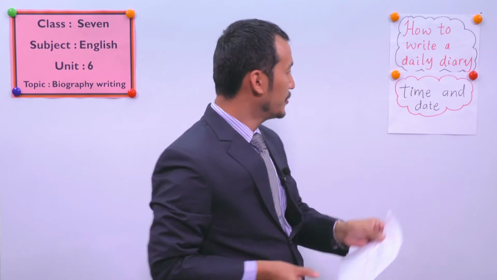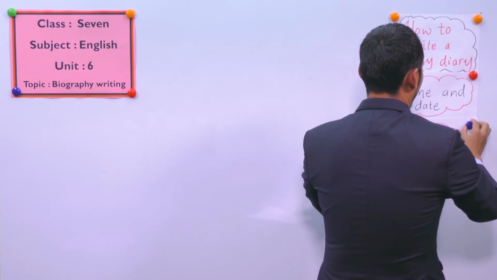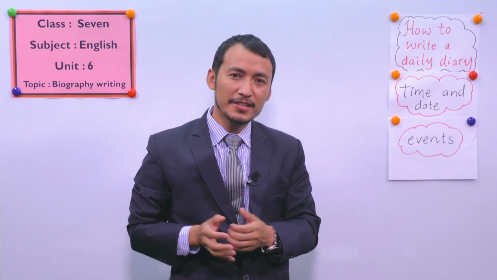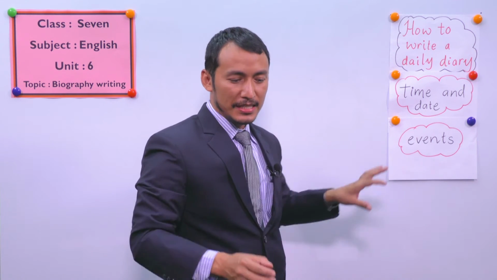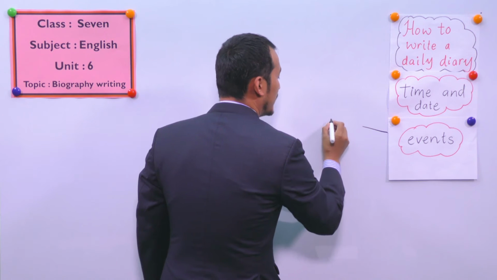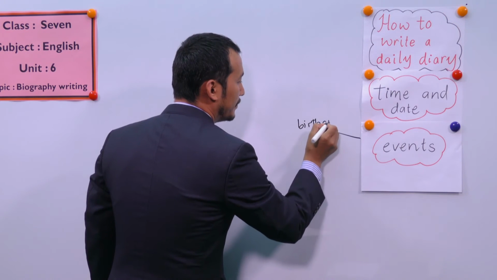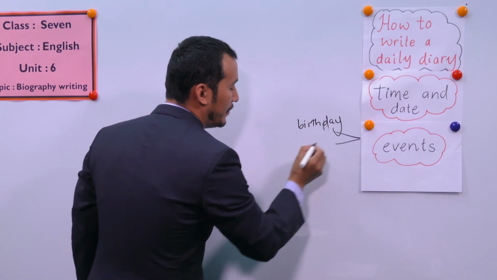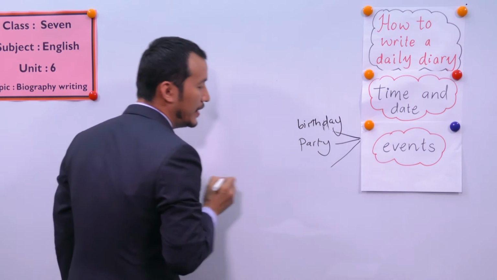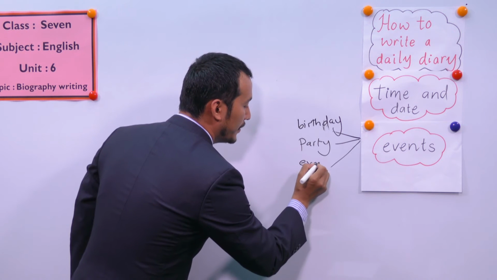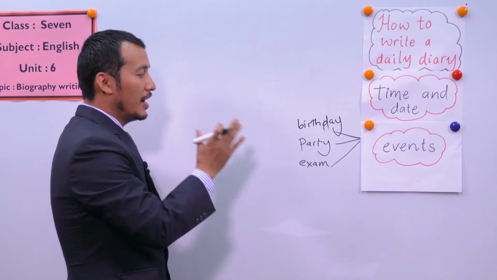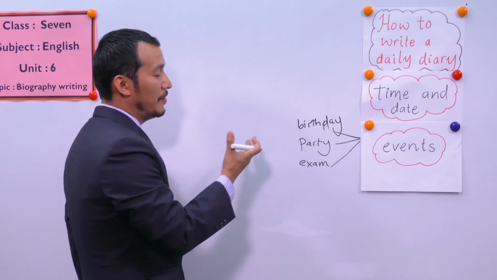Okay, next thing you are going to think about are the events, right? This is the important thing that you are going to describe. Events means, let me explain to you, maybe this can be a birthday, or it can be a party by someone else, or even it can be an exam in a school. Okay, these are the events. You can describe these events and your feelings about these things.